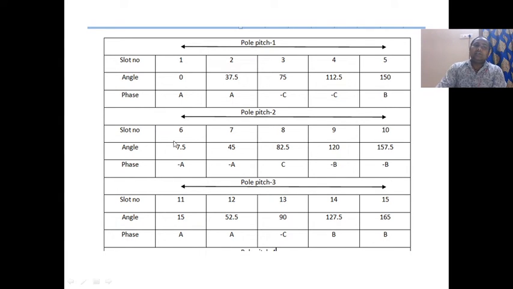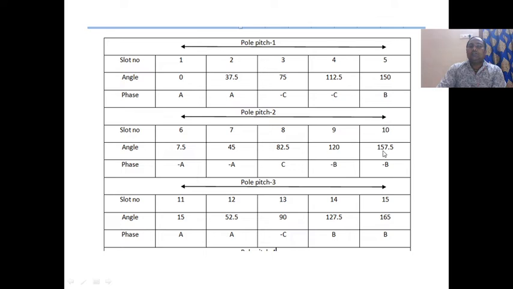In a similar manner, there is 7.5 electrical degrees. 7.5 belongs to phase sequence A. So after B, the phase sequence comes minus A. So A, minus A is decided by the phase sequence. The phase A, B or C is decided by the angle. Once you observe carefully, we can easily follow this.